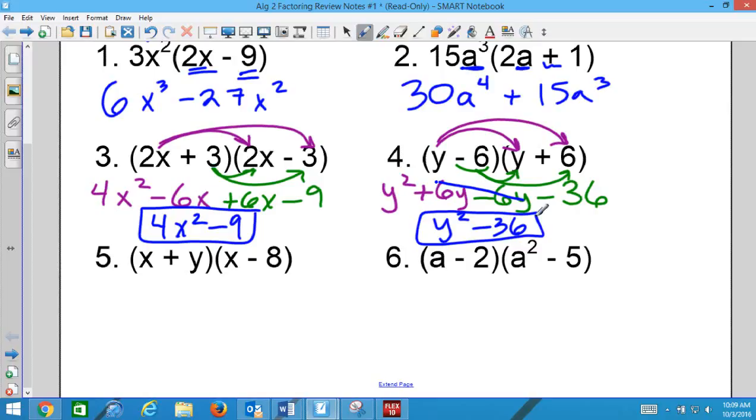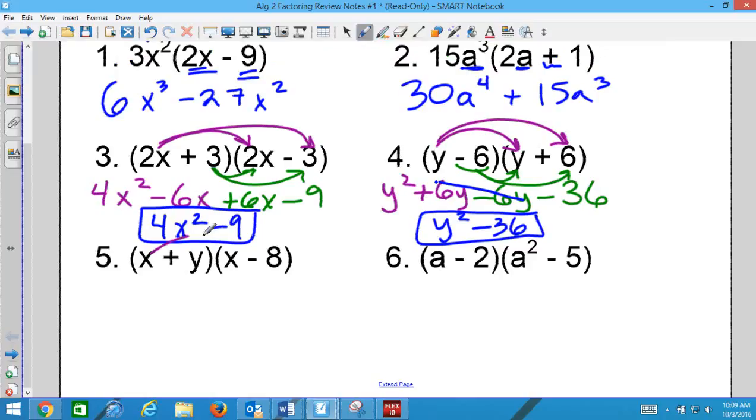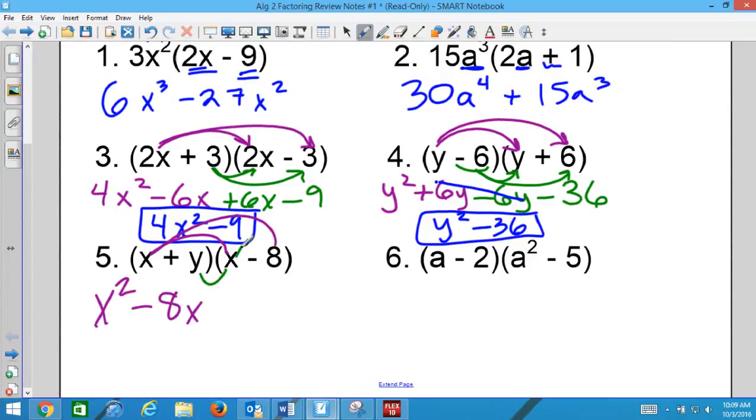Number 5, we're going to distribute what? X times x. X squared. X times minus 8. Negative 8x. Change colors. I'm going to distribute y times x. XY. Okay, I always write x and y rather than y and x because I just put them in alphabetical order. And then y times minus 8. Minus 8y. When we multiply them, you just stick them together.